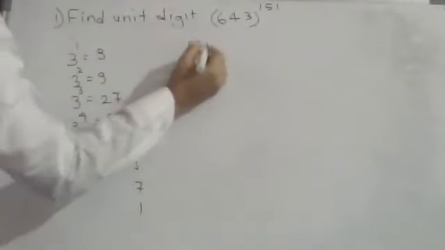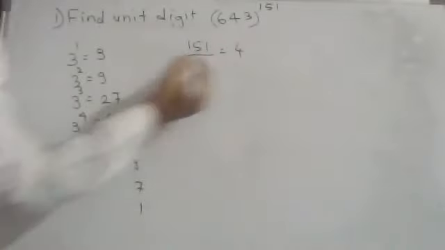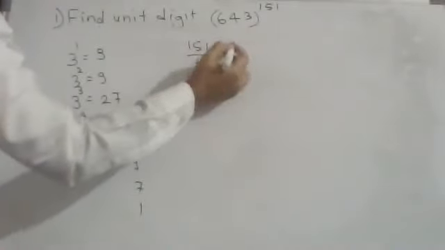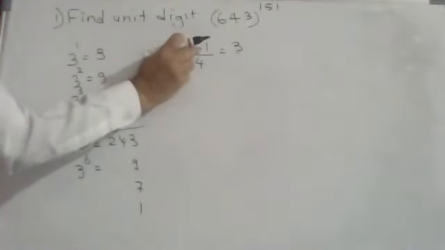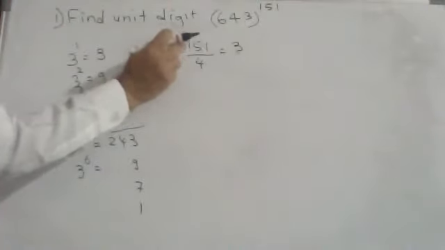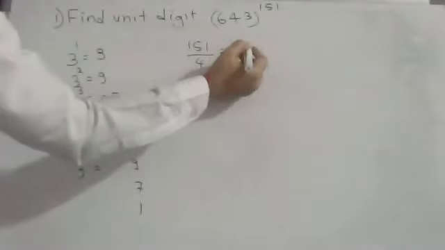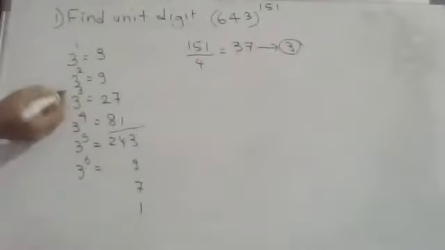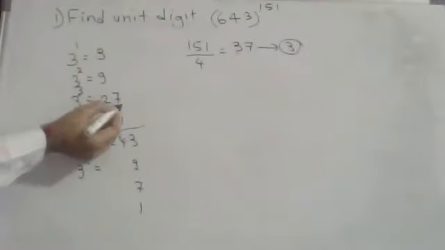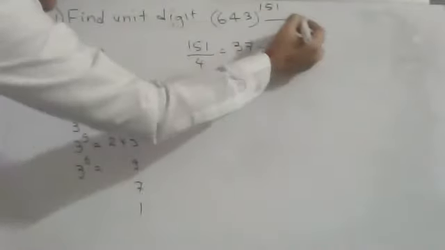So divide 151 by 4. 4 3s are 12. Carry 3. 4 7s are 28 and 3 remains. If 3 remains, check with this: 3 raised to 3. The unit digit is 7. So your unit digit is 7. Clear?